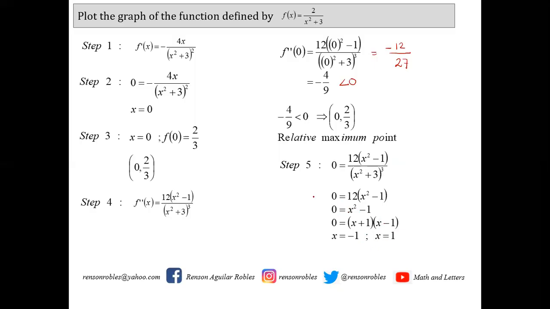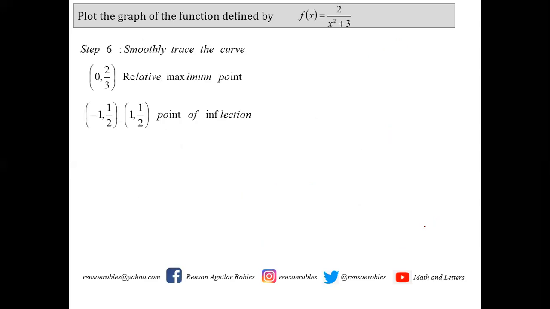And then you just now replace x by negative 1. Let me write it here: f of negative 1 equals 2 all over negative 1 squared plus 3. So you have 2 over 4, and that is 1/2. Okay? And then you do the same for f of 1, and you will obtain 1/2. So you have (negative 1, 1/2) and (1, 1/2) to be the points of inflection.